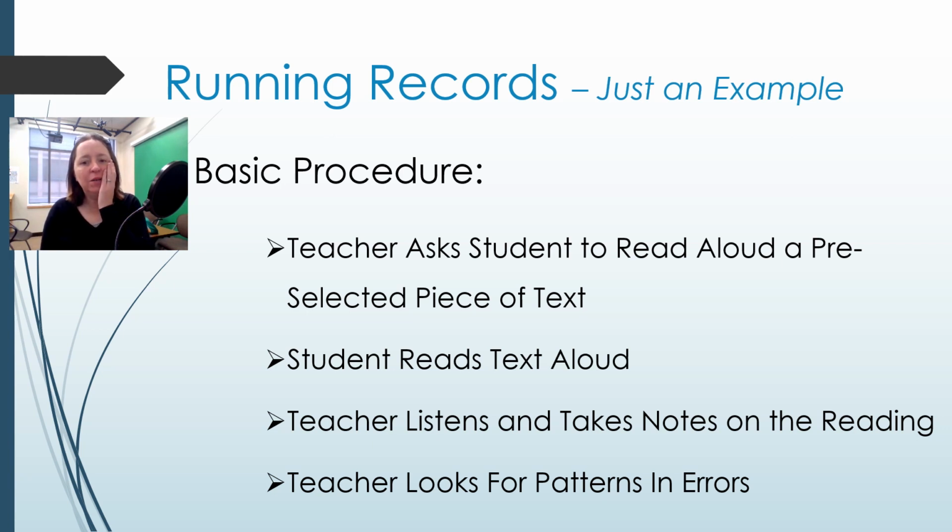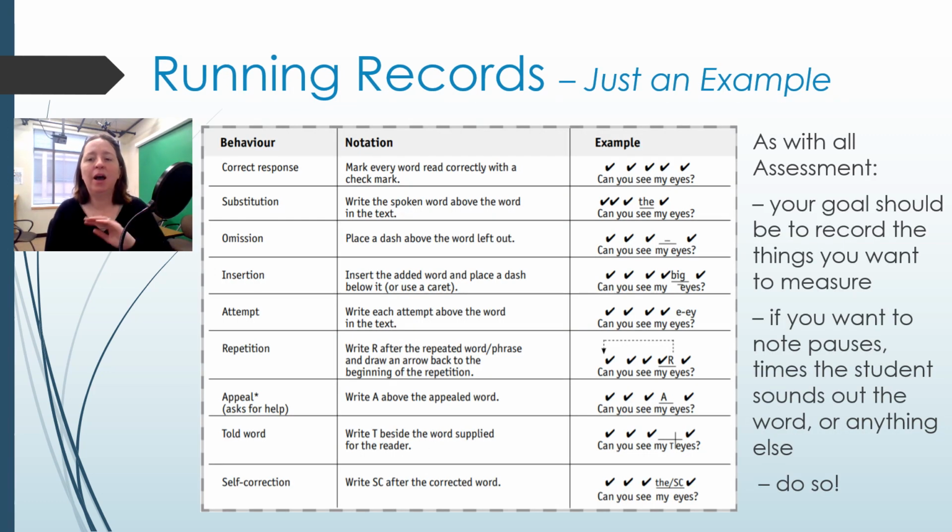It's not, we all make mistakes, right? Everyone makes a mistake every now and then. So the idea isn't to just jump on people's one little mistake. The idea is to look for patterns of mistakes, because patterns of mistakes usually reveal patterns of misunderstanding, and misunderstandings we can address in our instruction. So let's take a quick look at a running record. As with all assessment, your goal should be to record the things that you want to understand about your students, right? Validity. You want to make sure you're measuring what you want to know about.